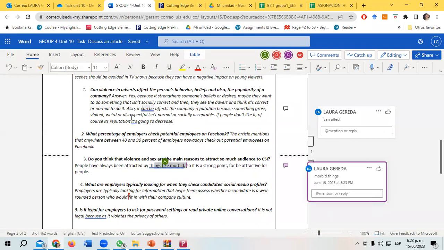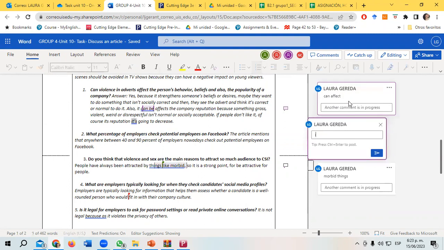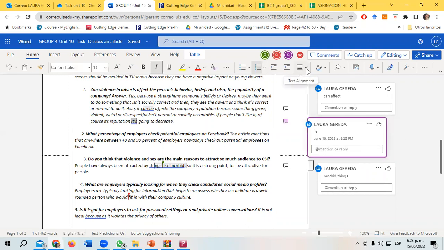And here, of course, the reputation is going to decrease. You don't need "it" because you already have the reputation, right? The reputation is going to decrease without it, okay? I guess the same recommendation I gave for group number 2.